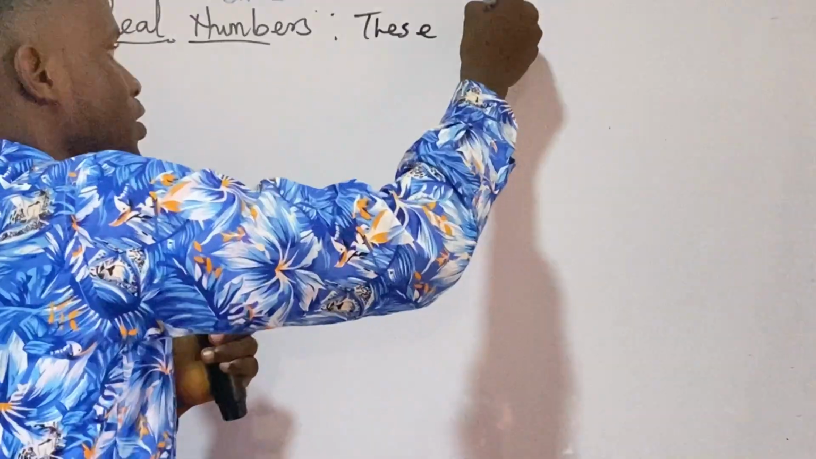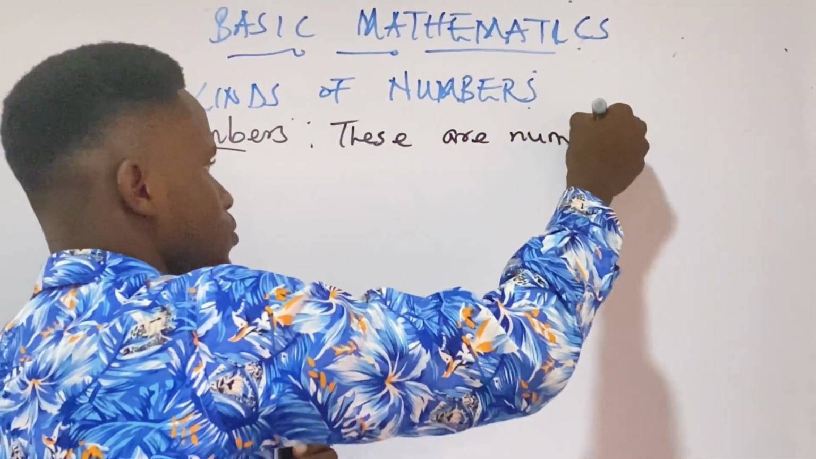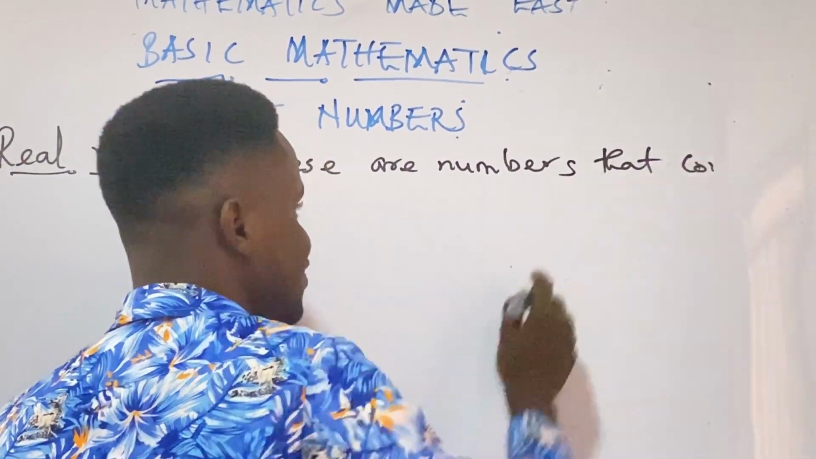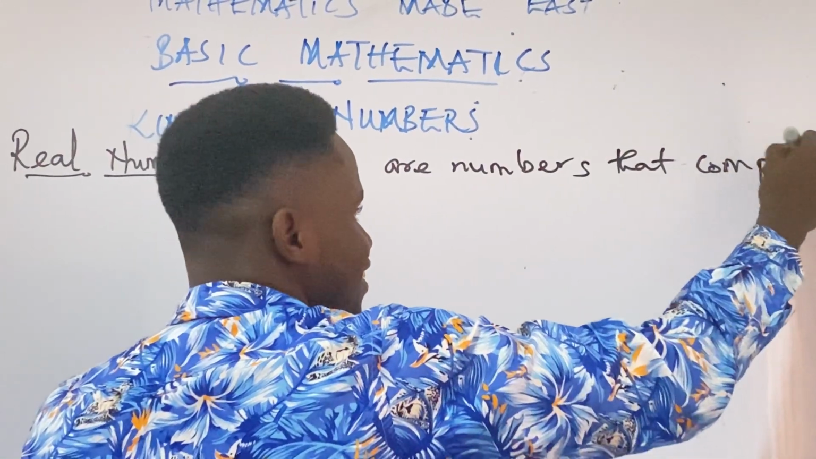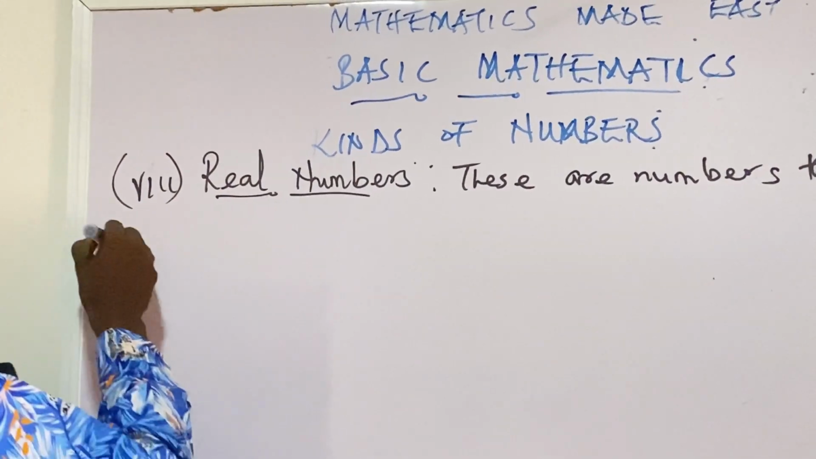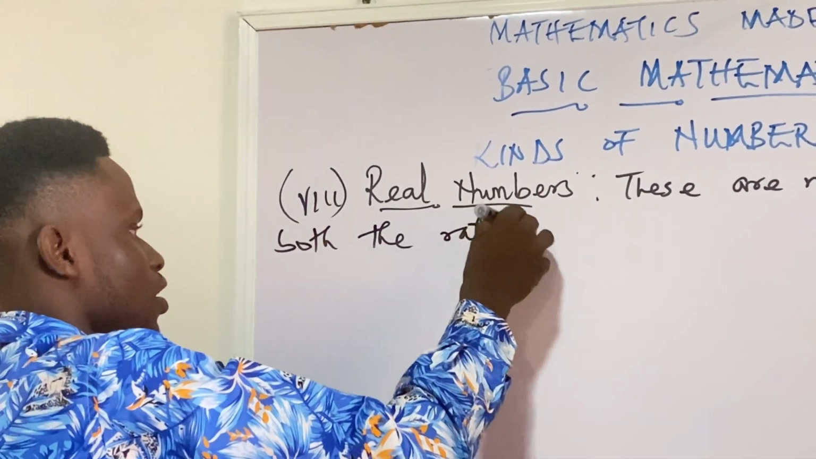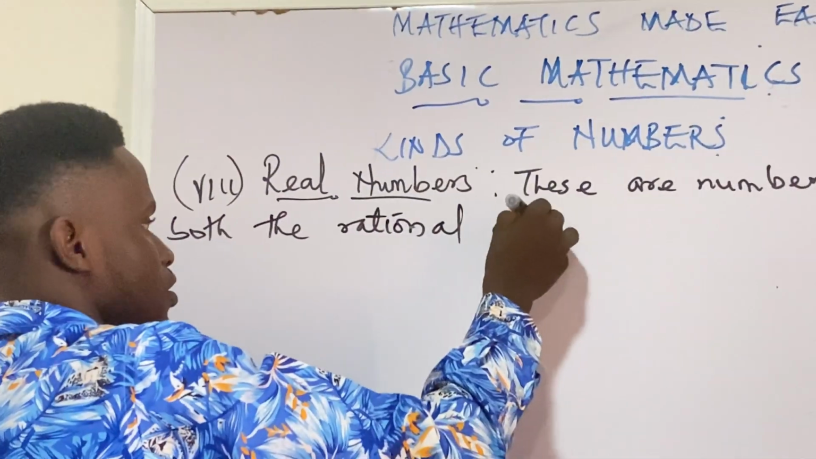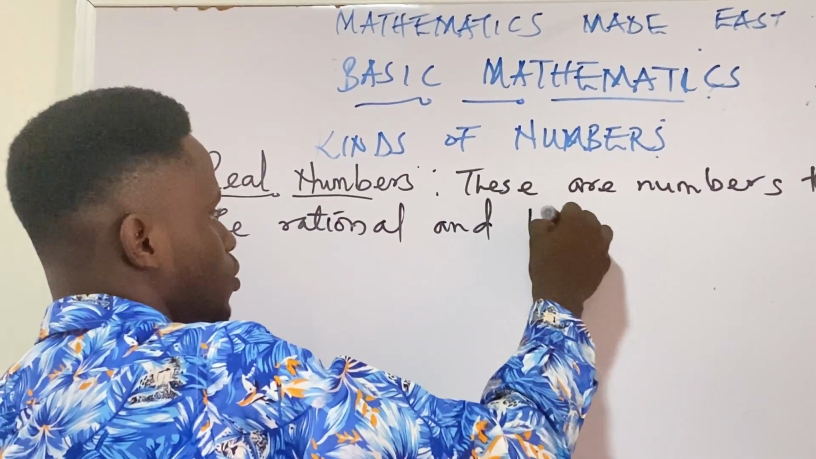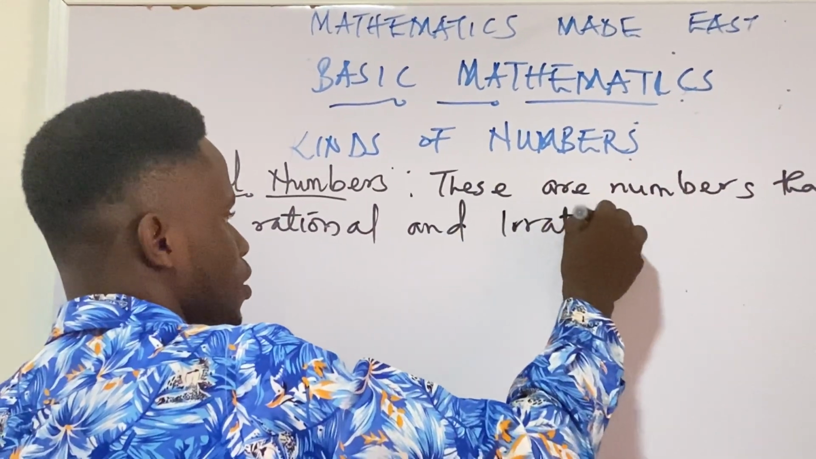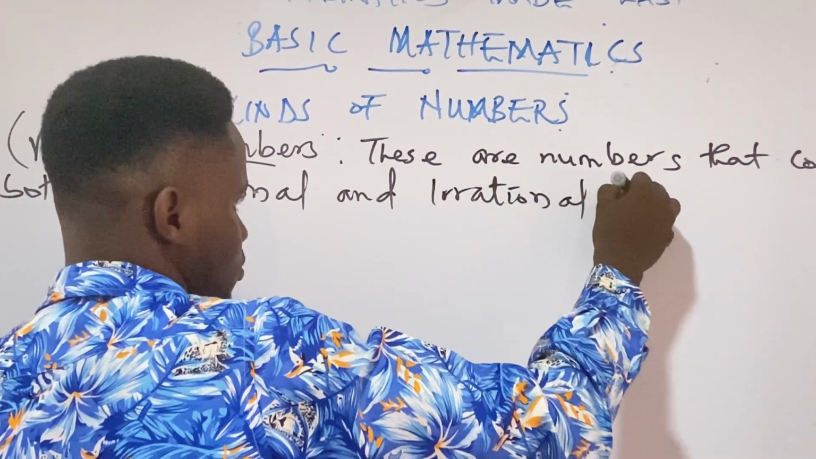These are numbers that comprise both the rational and irrational numbers.